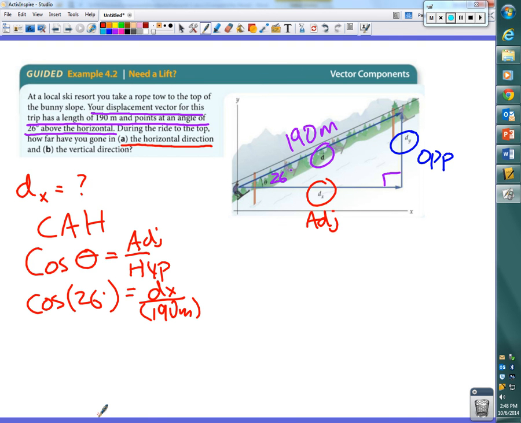All right. And then we can figure out here that the x component, or the horizontal component, of this 190 meter displacement is 170, if I remember correctly. Did we round properly?